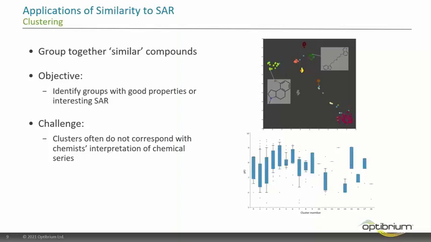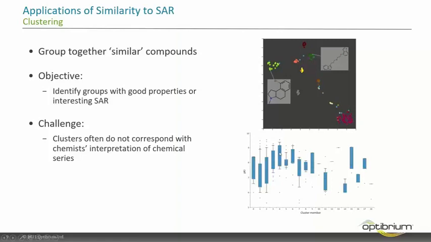The goal here is to identify groups of compounds with particularly good activity or good properties, or interesting SAR for greater exploration. Here on the right-hand side, I'm just showing a visual impression of that sort of clustering. This is using a chemical space visualization, or you can look at property distributions in terms of the different clusters. And here you can see a particular cluster that has, at least on average, the higher activity. So this is a very nice way to find those regions of chemical space or clusters of compounds that are worth further investigation.